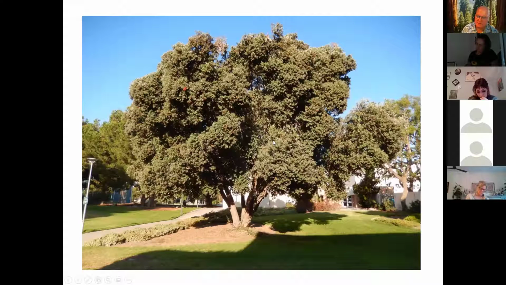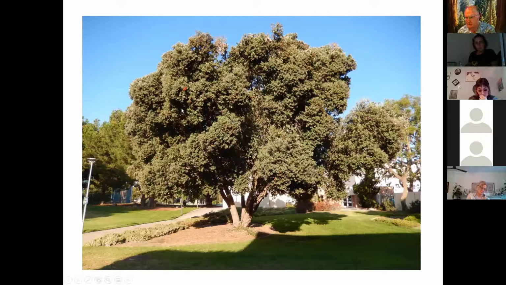Another characteristic that this tree has is dark on the top of the leaves and almost a white felt on the undersides. It gives the whole tree kind of a gray-green cast. It also has aerial roots that descend from the branches, which is kind of strange.